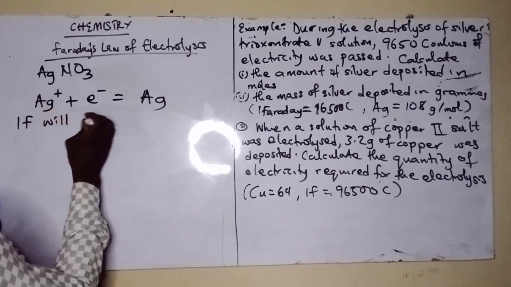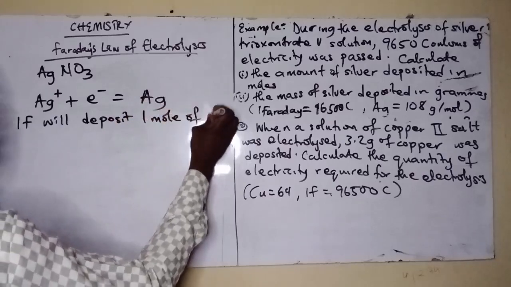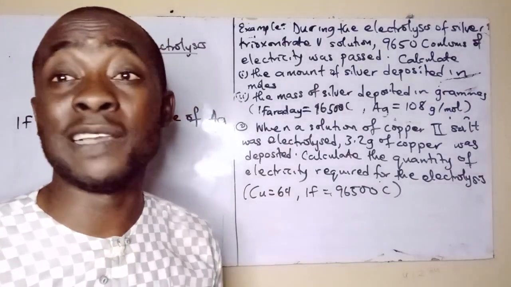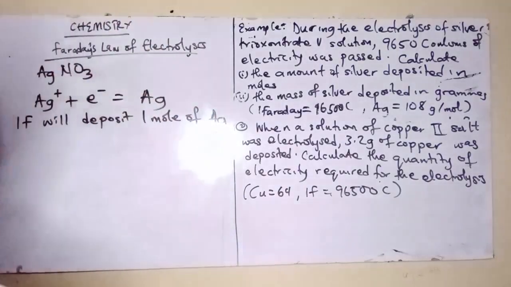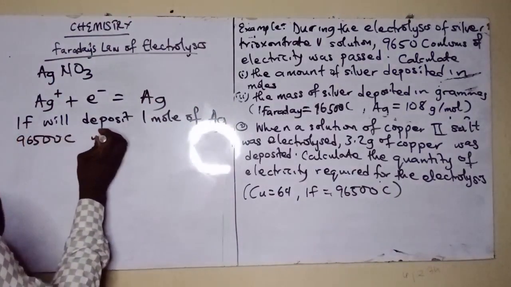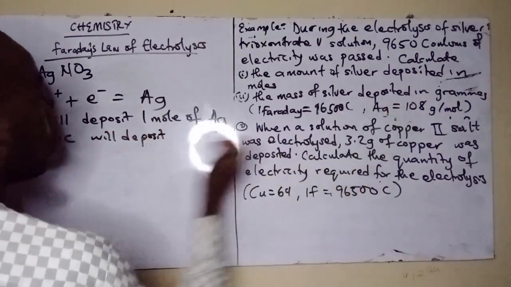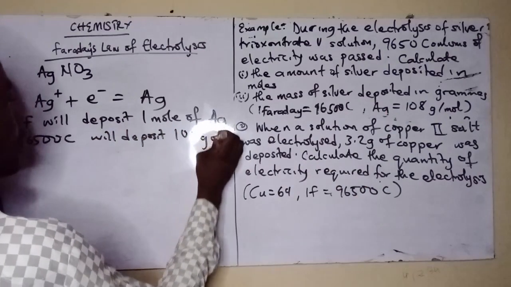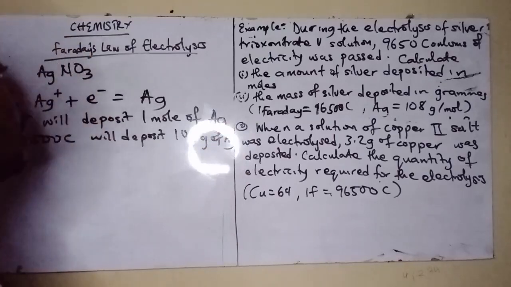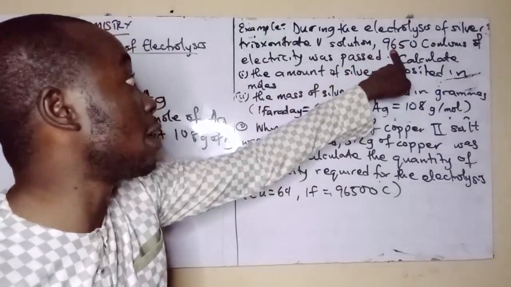So in this situation, if I want to make calculation, I will just say 1 Faraday will deposit 1 mole of silver. And we all know that the mass in 1 mole of silver is the same thing as the molar mass. So I can just say that 1 Faraday, which is also 96,500 coulomb, will deposit 108 gram of silver. Now, in that case, if we have 108 grams of silver, then based on what we have in the question, they say we use 9,650 coulombs.